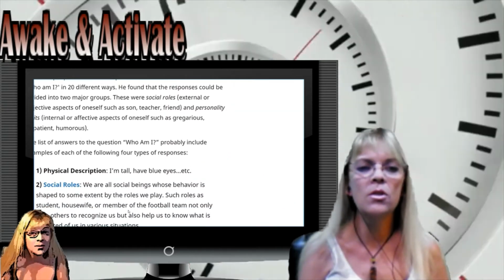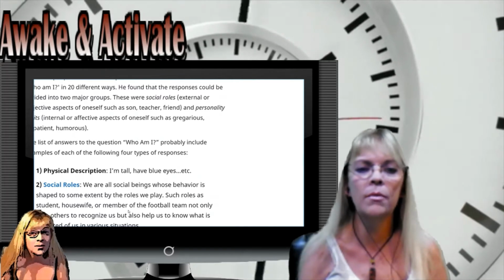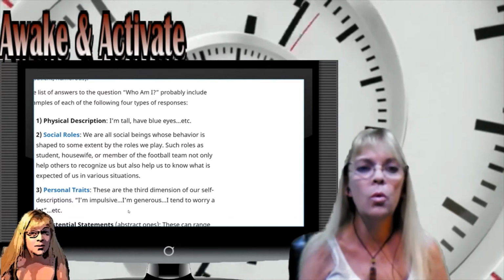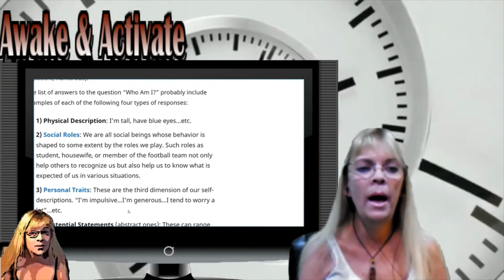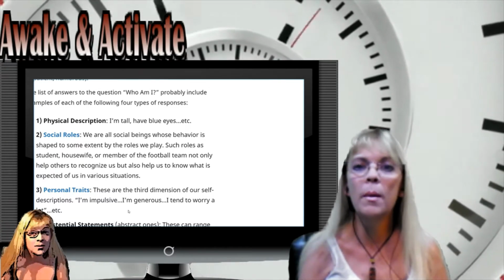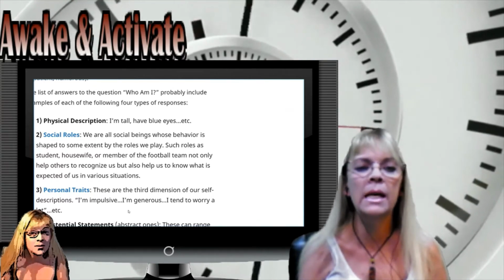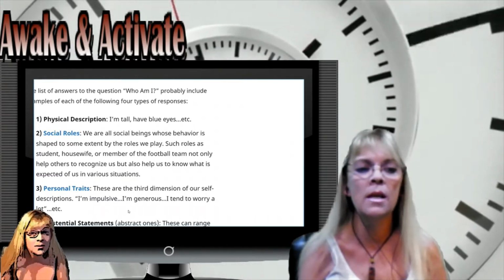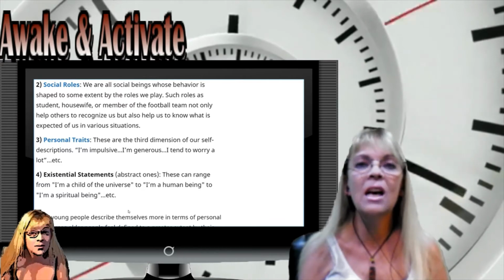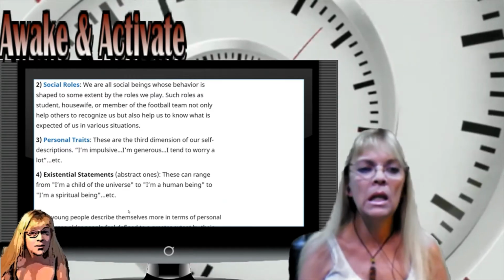The list of answers to the question "Who am I?" probably includes examples of each of the following four groups of responses. Number one, physical description. I am tall, I have blue eyes, etc. Number two, social roles. We are all social beings whose behavior is shaped to some extent by the roles we play. Such roles as student, housewife, or member of a football team not only help others to recognize us, but also help us to know what is expected of us in various situations. Number three, personal traits. These are the third dimension of our self-description. I am impulsive, I am generous, I tend to worry a lot, etc.